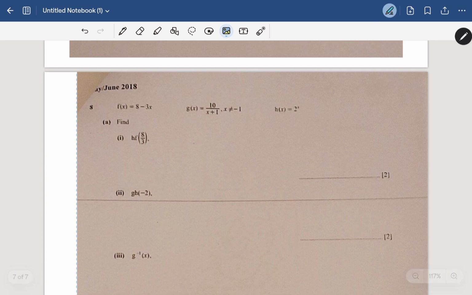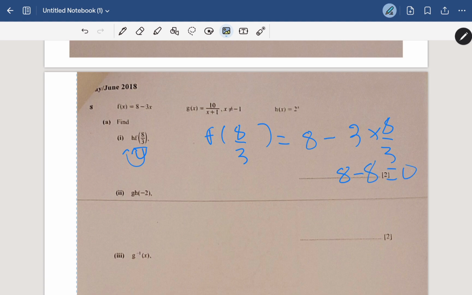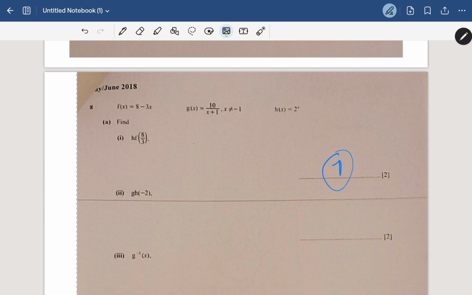We need to find HF 8 over 3. Very simply, substitute 8 over 3 into F, and F 8 over 3 into H. First of all, F 8 over 3 is 8 minus 3 times 8 over 3. So it's 8 minus 8, which is 0. Okay? So now, 0, you need to substitute it into H. So that is 2 to the power of 0, which is 1. So I put it in the wrong place. Actually, here our answer is 1.